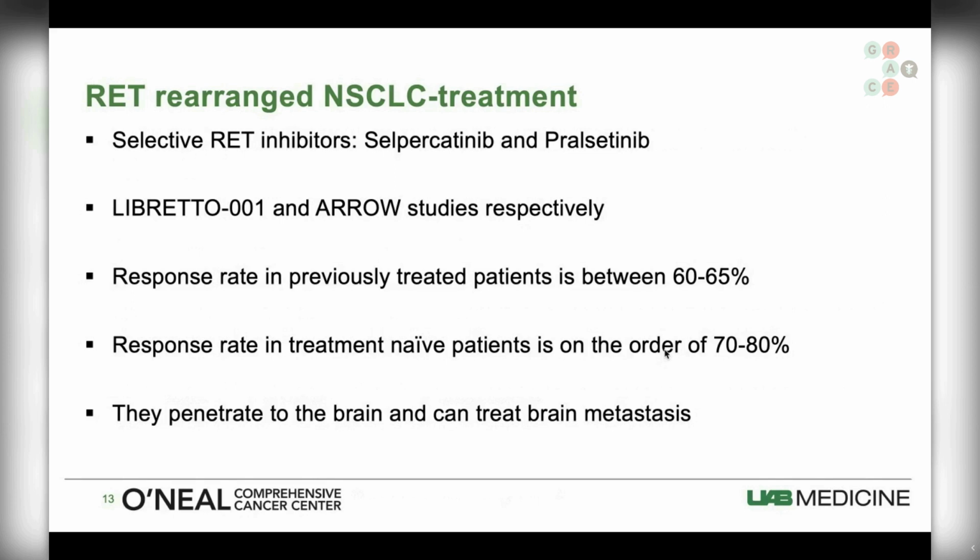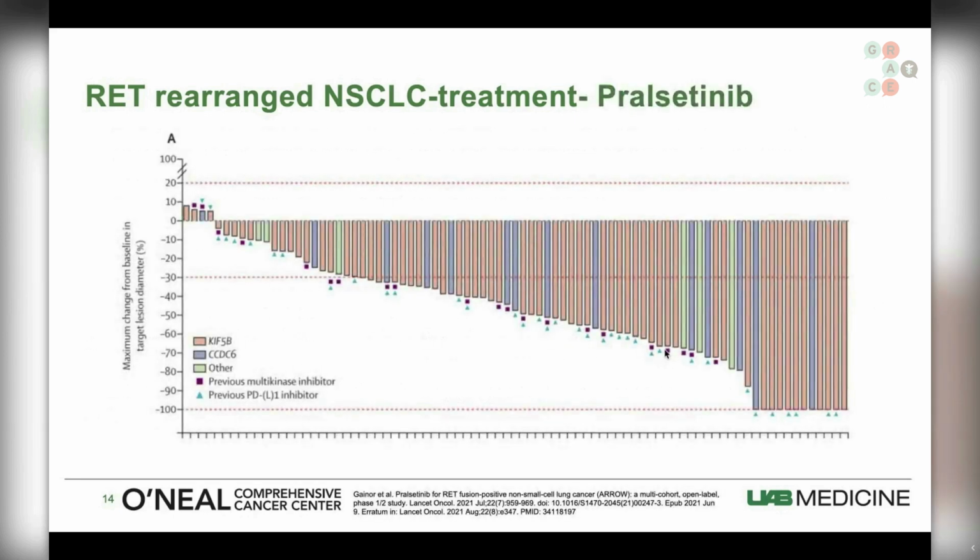And I'm going to show you a couple slides from the studies that were done on this. This is what we call the waterfall plot from the trial that was done on pralsetinib. Just to give you an idea of what we're looking at, every bar on this graph is a patient, and the length of every bar basically illustrates the change in their disease burden. You will see that on the far left of this graph, there are a few people who have a slight increase in their disease burden, but the vast majority of people have a decrease in their disease burden.